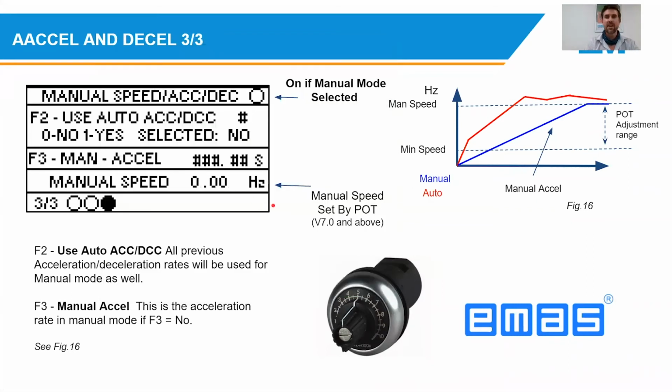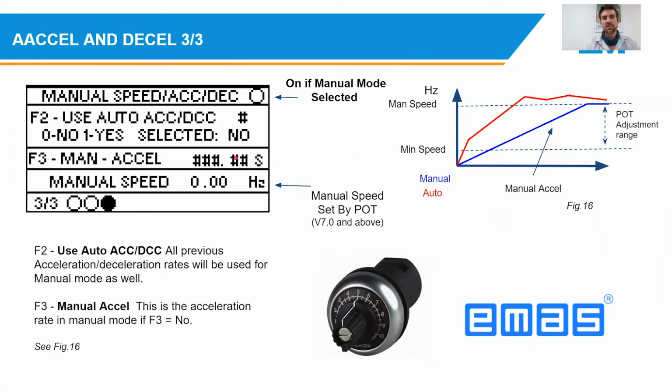And the potentiometer range that you're allowed to adjust is from minimum speed that you have set up to maximum speed. So no one can go to your panel and turn it all the way down and the pump can run at 2 hertz, for instance. The adjustment range is linked to the minimum speed parameter that you've entered.